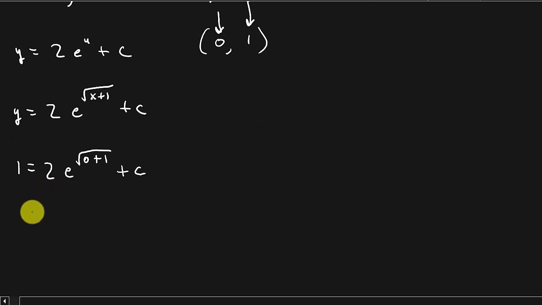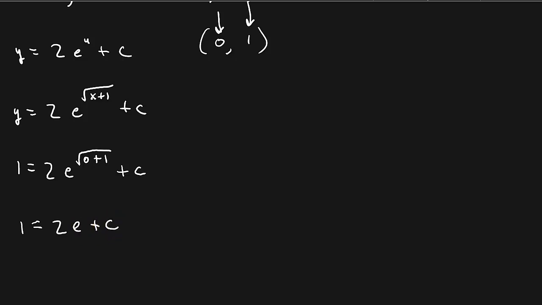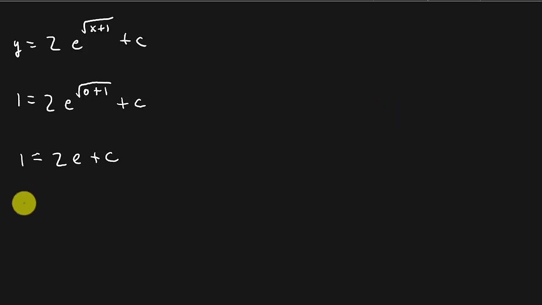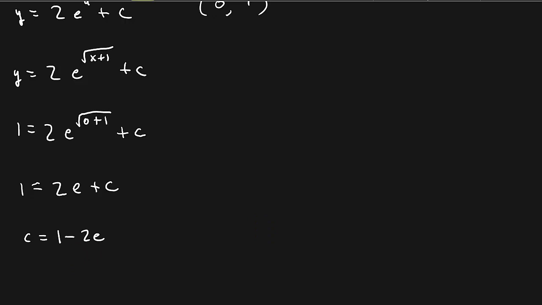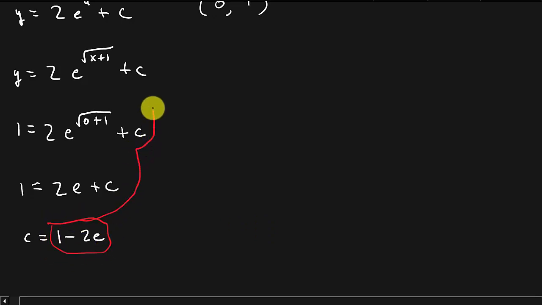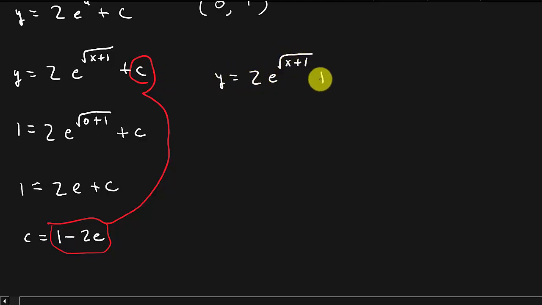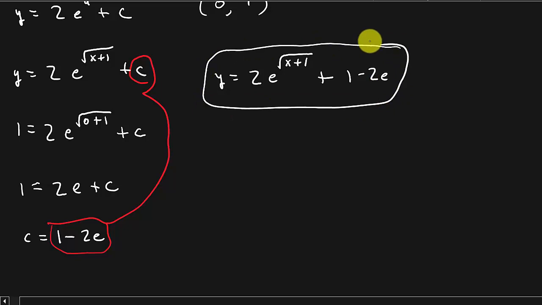So this gives me 1 equals, now what is this? 0 plus 1 is 1, the square root of 1 is 1, that's e to the first, so that's 2e plus c. That's going to tell me c is 1 minus 2e if I move the 2e over. So let's plug that in for c. And so I get y equals 2e to the square root of x plus 1 plus c, which is 1 minus 2e. And there is your answer.